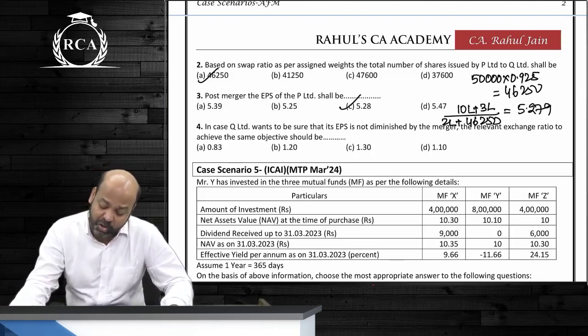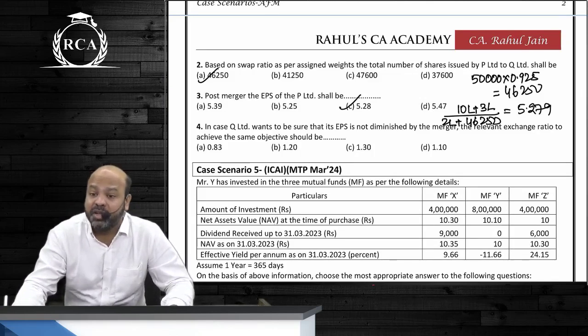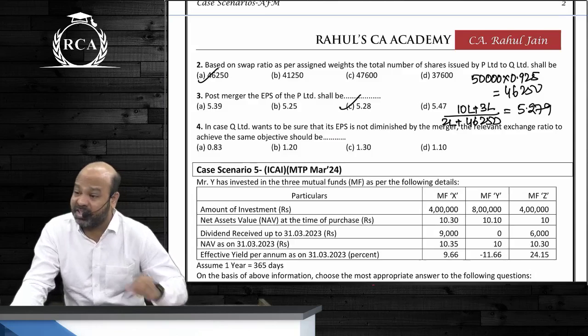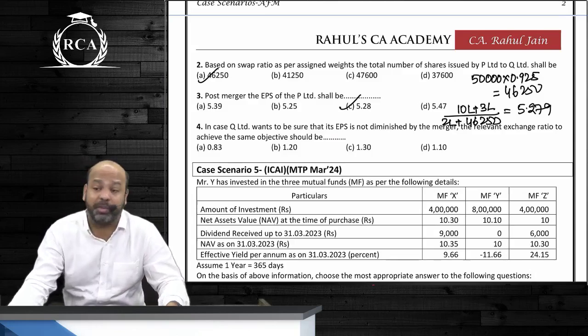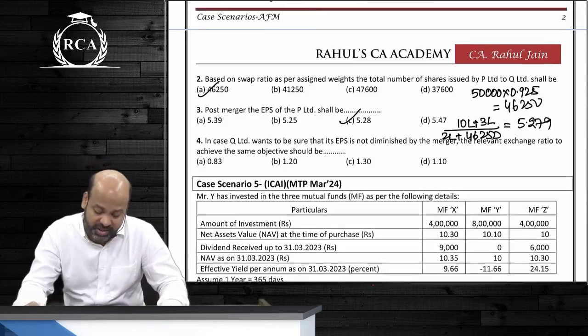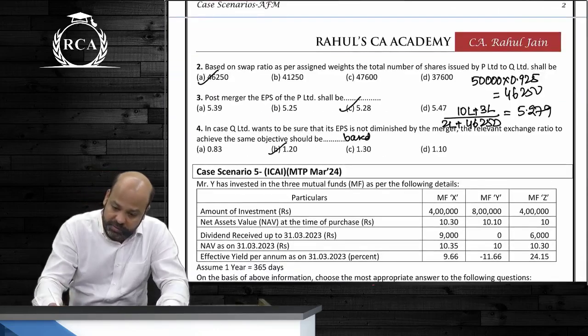In case you do not want the EPS to diminish, then exchange ratio should always be based on EPS. If you do not want the earnings to diminish and there are no synergy gains in terms of earnings, exchange ratio should always be based on EPS. So what do you think will be the exchange ratio? 1.2 is to 1. Should be based on EPS.